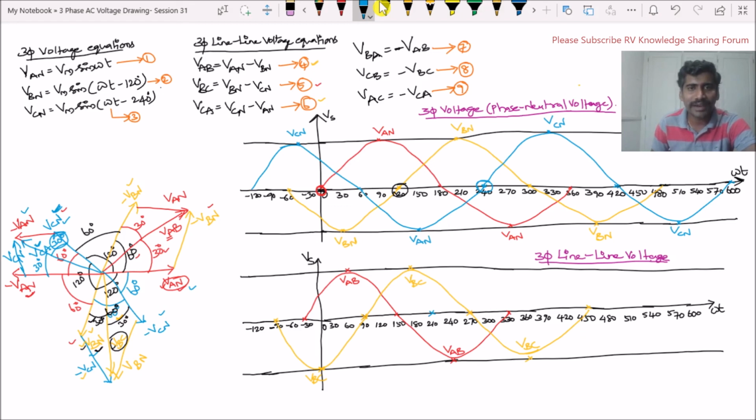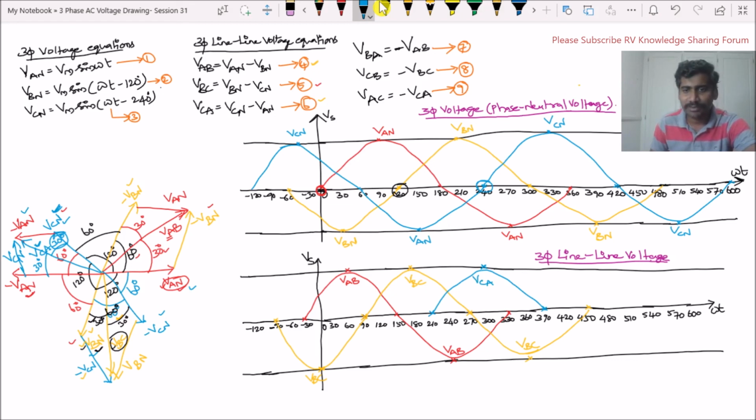From 210 we have to leave 90 degrees in order to have its positive peak value. So 210 plus 90 becomes 300. I am marking it here. At an angle of 300 it has its positive peak value. From 300 you have to leave another 90 degrees in order to complete its positive half cycle. So 300 plus 90 becomes 390. So the positive half cycle of line voltage VCA starts at 210 degrees and completes at 390 degrees. So this is the positive half cycle of line voltage VCA.